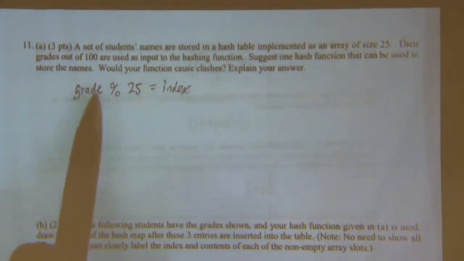And honestly, there might be better ways to do it, but this is way simpler than a lot of those. But there are issues with this. If we do it this way, there can be multiple grades that map to the same index. So a 0 and a 100 grade would both map to the same index, because mod 25, they're both 0.